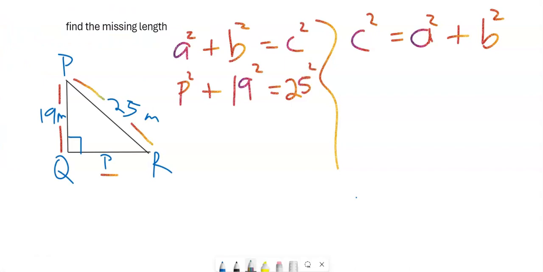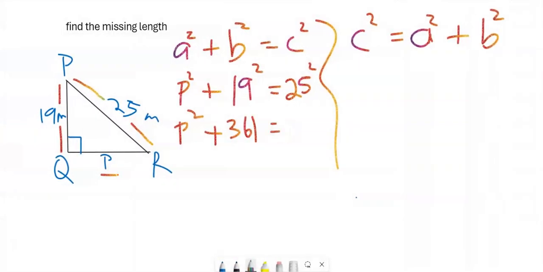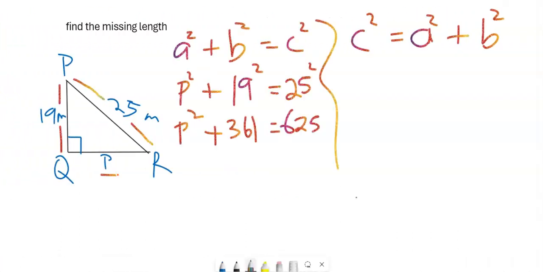The next thing that we can do is our calculation. Work out what we can. So we cannot work out anything to do with p squared yet. 19 squared, 361. 25 squared, 625. There we have it. So we're aiming to find the value of p. Presently we have p squared plus 361 equals 625. So we want to get p alone on the left side of the equal sign. So we need to move the 361.